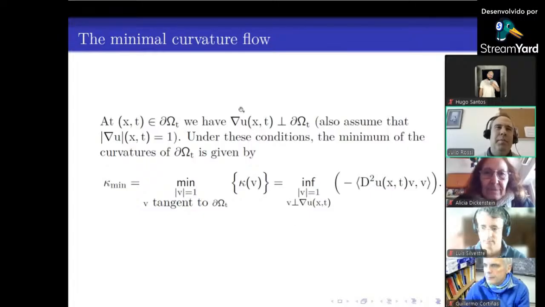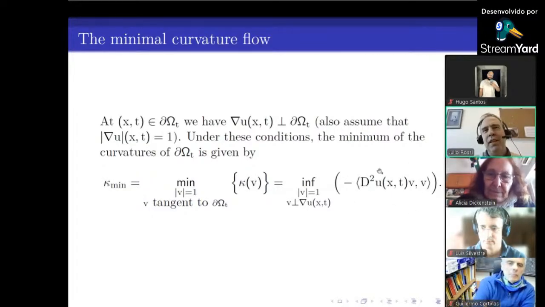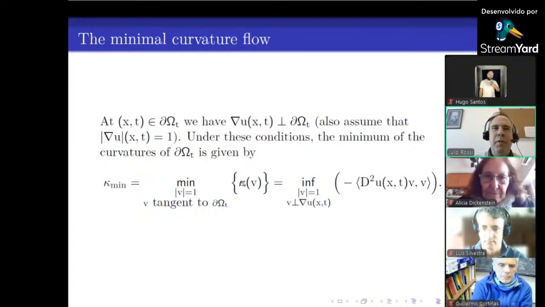Okay, now as before, the gradient of u is orthogonal to the zero level set of the function. And if you assume that the norm of the gradient is equal to 1, you get that the minimal curvature is given by this expression that can be computed in terms of second derivatives of u. And what is this infimum, this minimum of the principal curvatures?